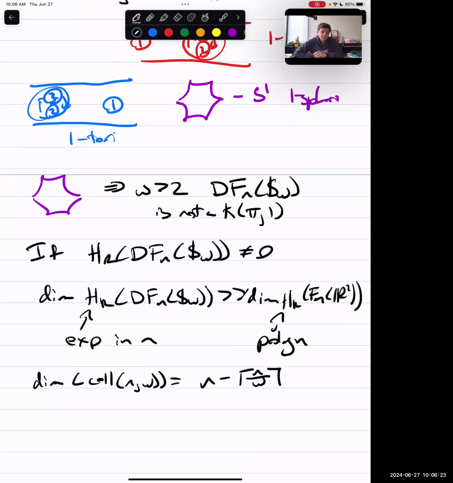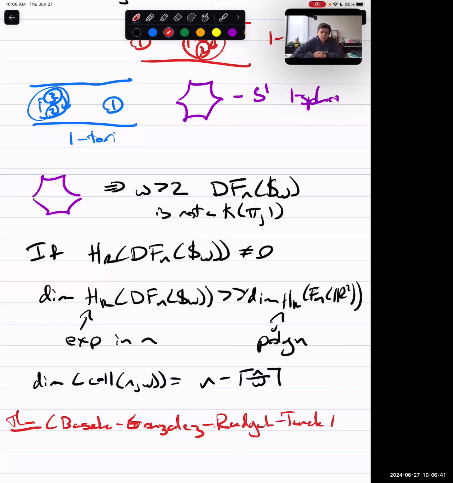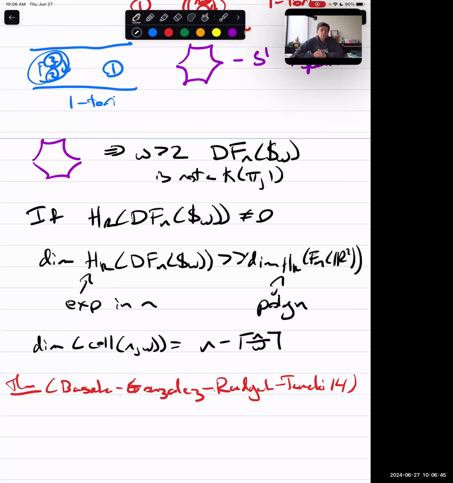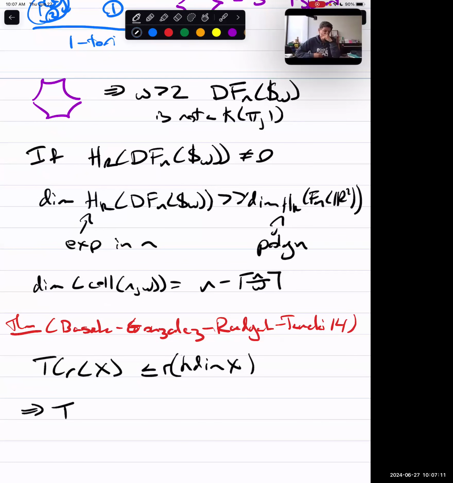And as a nice result of this, theorem, this is a result of Basabe, González, Rudyak, and Tamaki in, I believe, 2014, that this is going to imply that the topological complexity or the sequential topological complexity of a space is going to be less than or equal to the homotopy dimension of the space, homotopy dim of X, times r. And so as a nice corollary to this, the topological complexity of the ordered configuration space of n disks in our strip should be less than or equal to r times n minus the ceiling of n over W.